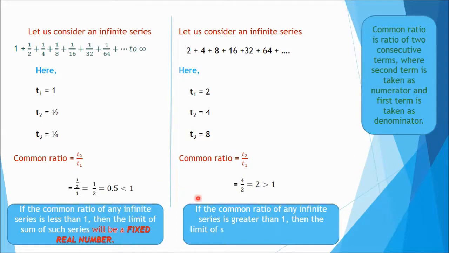Now if the common ratio of any infinite series is greater than 1, then the limit of the sum of such series will not be a fixed real number. So the sum won't be a fixed real number. Okay, understood this thing. If the common ratio is less than 1, then the limit of the sum will be a fixed real number. If the common ratio is greater than 1, then we won't be able to find a limit as a fixed real number. Now let's move forward.